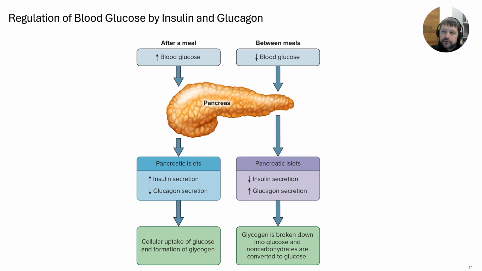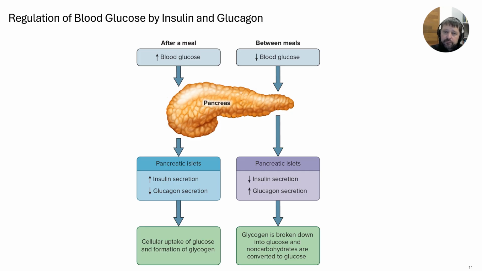When you eat a meal, pretty much any meal, whatever you're eating, your blood glucose should go up. Because pretty much all meals will have some level of glucose, or at least through digestion, some of the things will be converted into glucose. So blood glucose goes up.